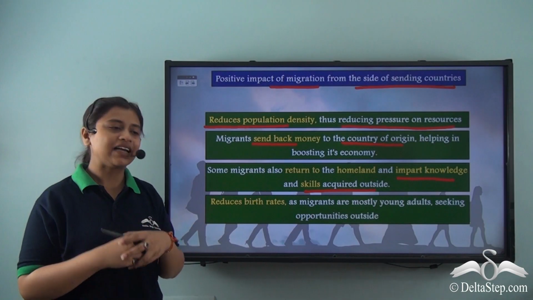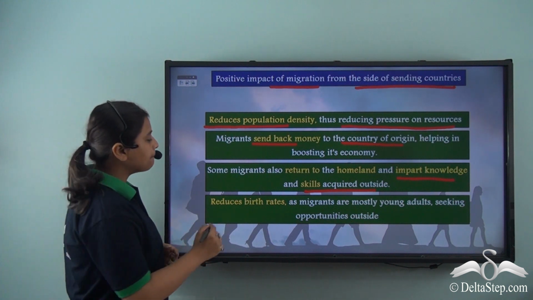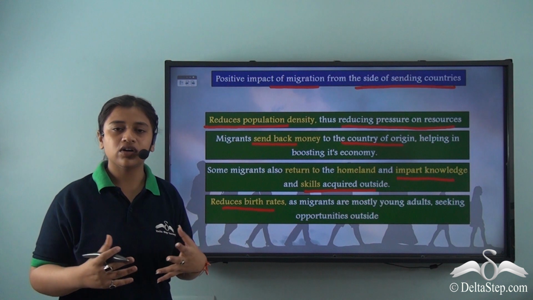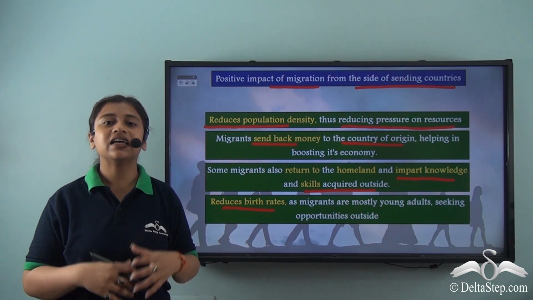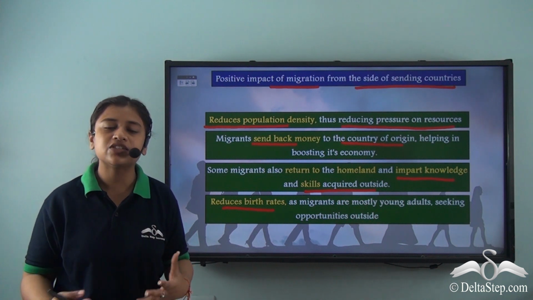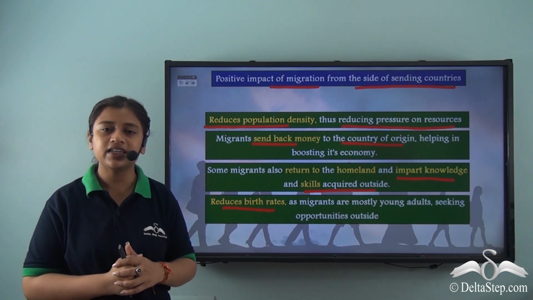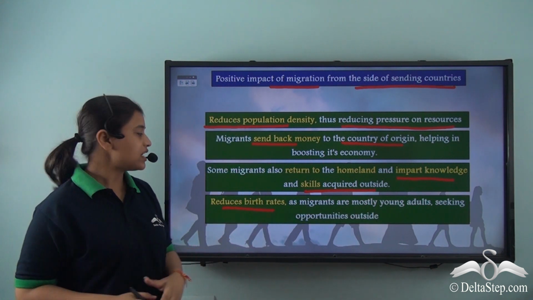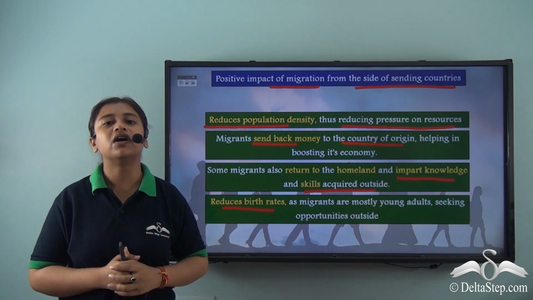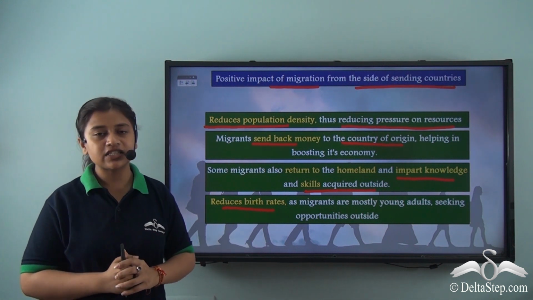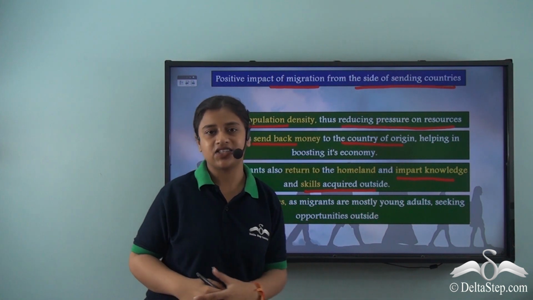And finally, migration also reduces birth rates. Now you may ask, why so? This is because most of the migrants are young adults who are going out in search of better job opportunities or to pursue higher education, right? So when the young population is going out of the country, this reduces the birth rate, right? So these are the positive impacts of migration from the side of sending country.